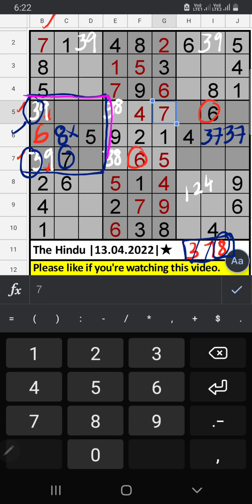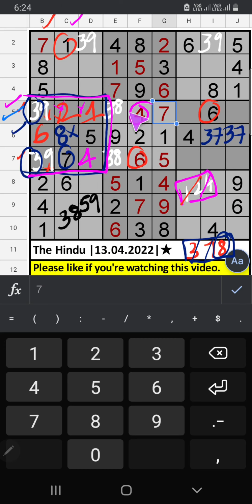4th grade, 3 numbers are remaining, 1 to 4. 5th row, we have 4, so 4 can't come in these cells. Then 4 is confirmed here. Then only 2 numbers are remaining, 1 and 2. Column C, we have 1, so 1 can't come in this cell. 1 is confirmed here. Then 2 is here.